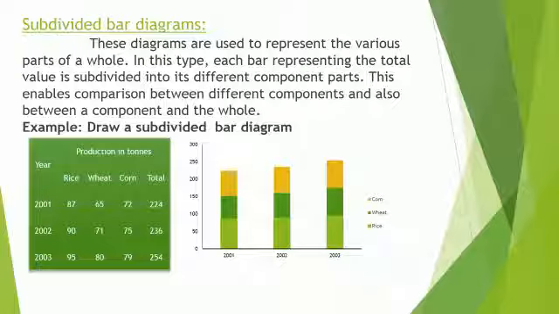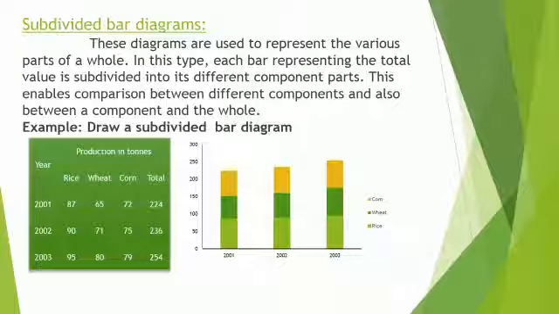First rice: in 2001, rice is 87, so 0 to 87. Just segregate. And the next one is 65, you have to add cumulatively: 87 plus 65 is 152. Then 174, and again plus 72 is the balance. In the same way you have to draw 2002 and 2003.